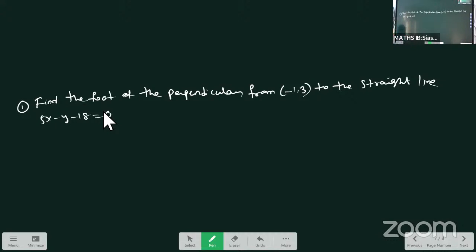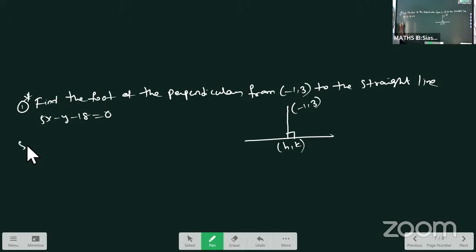This is also a most important question. The point is given, the straight line is given. He is asking the foot of the perpendicular from the point to the line. Suppose the given straight line is like this and the point is like this. This foot of the perpendicular he is asking. The line passes through (-1, 3). If you take the foot of the perpendicular as (h, k), what is that value he is asking?